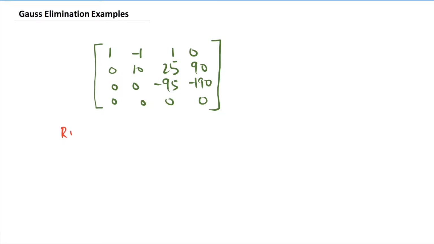So let me write it down. It's known as the row echelon form. All right. And all of the elementary row operations in Gauss elimination ultimately have to reduce a linear system or an augmented matrix into row echelon form.